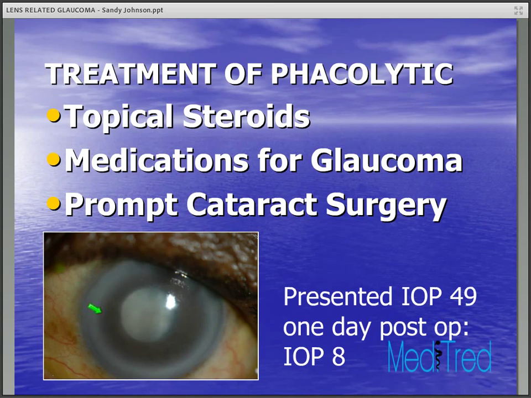And this is a patient who presented with phacolytic glaucoma with a steamy cornea and a white mature lens, very high pressure up to 49. And one day after surgery, the pressure was already down to 8 and has not been elevated since.